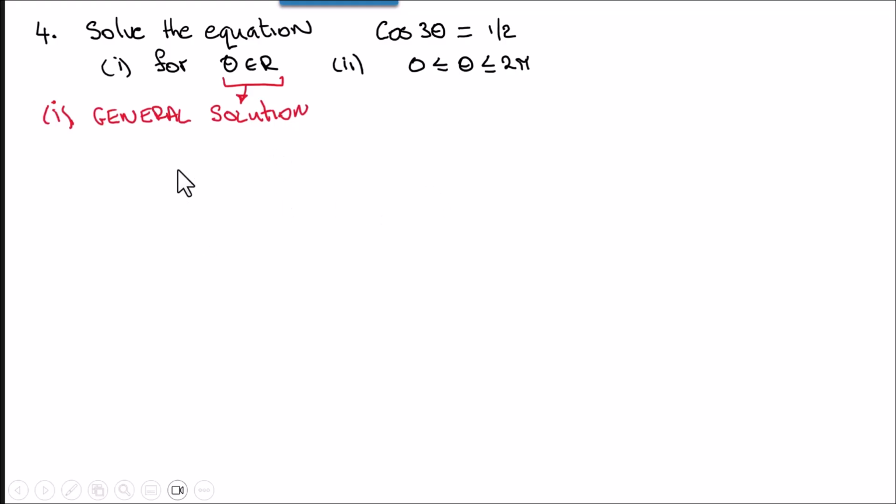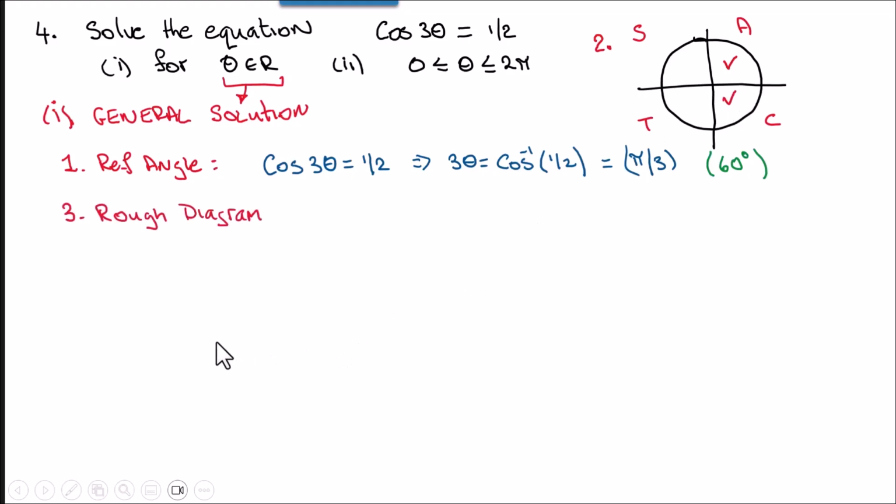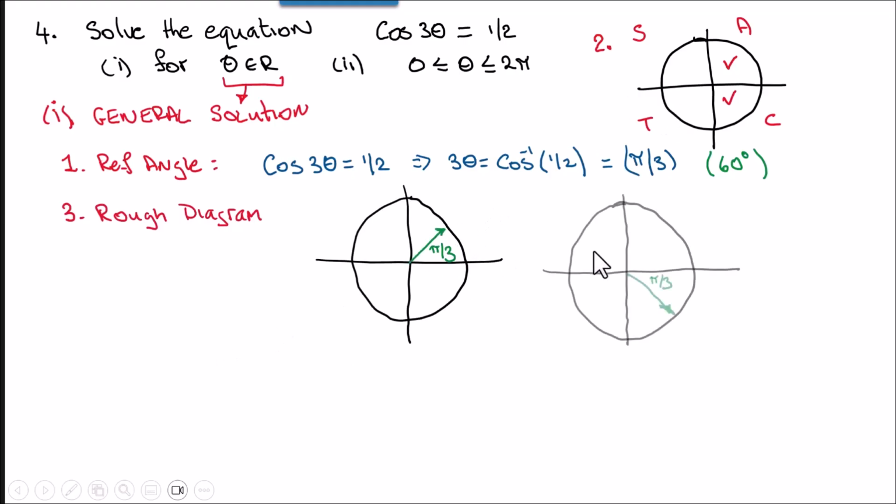And once again, we get the reference angle, so we let cos 3 theta equal to a half, which means that 3 theta is the inverse cos of a half, which is pi over 3, or 60 degrees. So we look at the quadrants where cosine is positive, the first and the last quadrant. We can do a rough diagram and put 60 degrees, or pi over 3, into each of these quadrants. There's the first quadrant, there's pi over 3, and in the last quadrant, there's the reference angle of pi over 3.